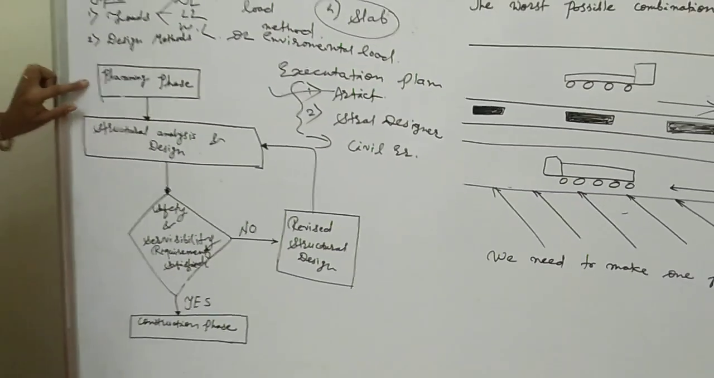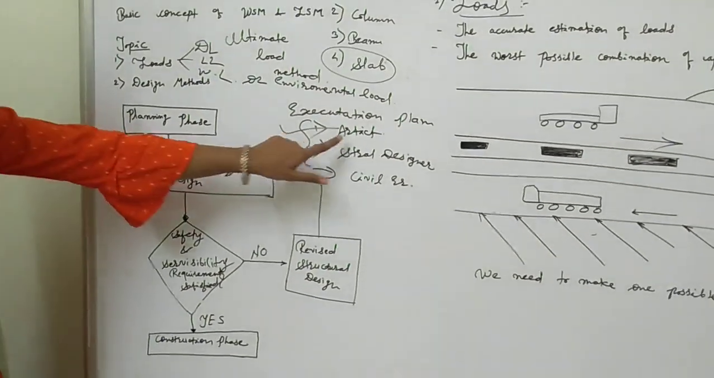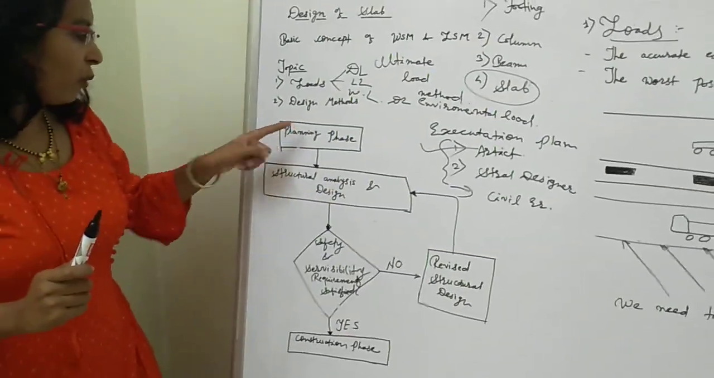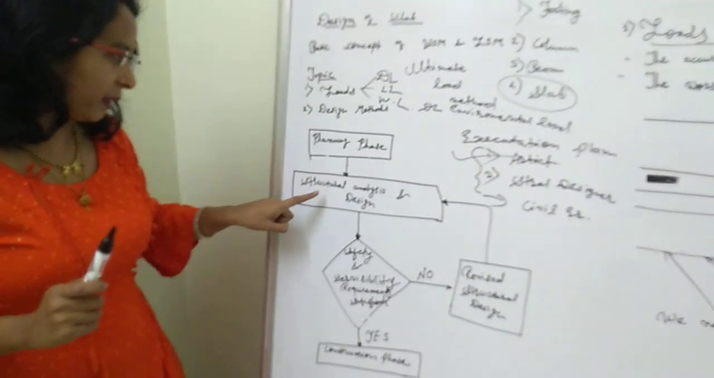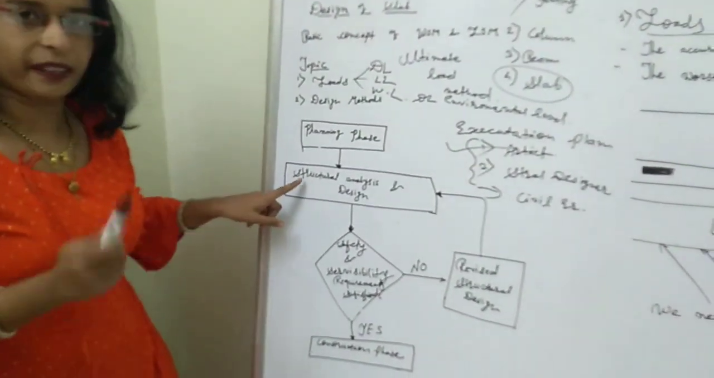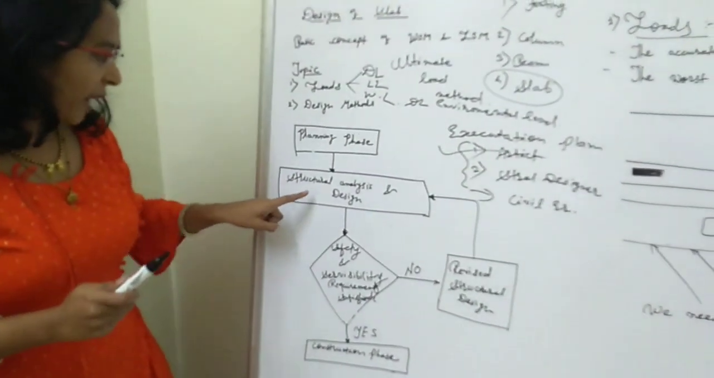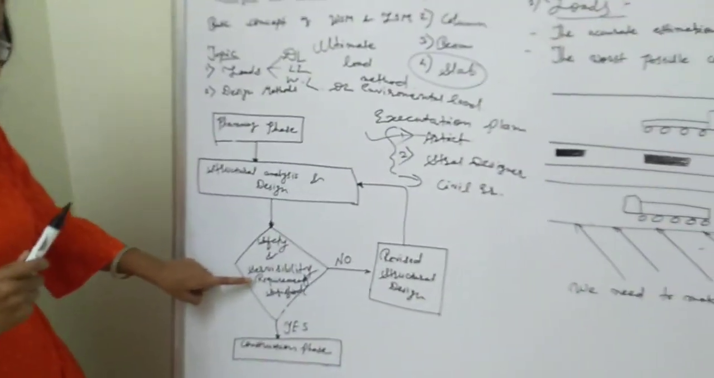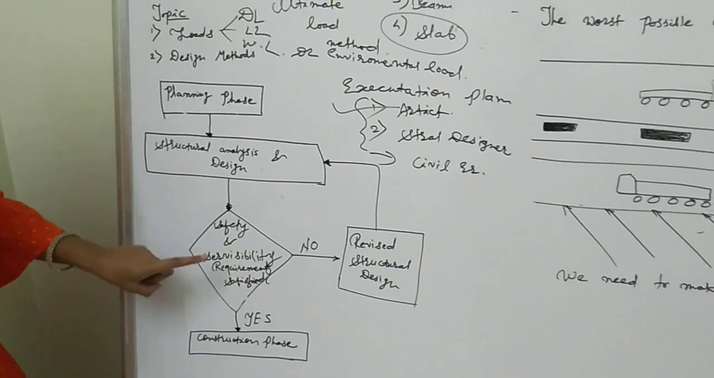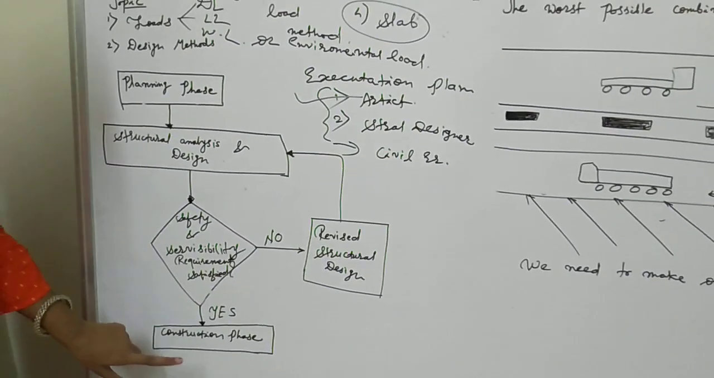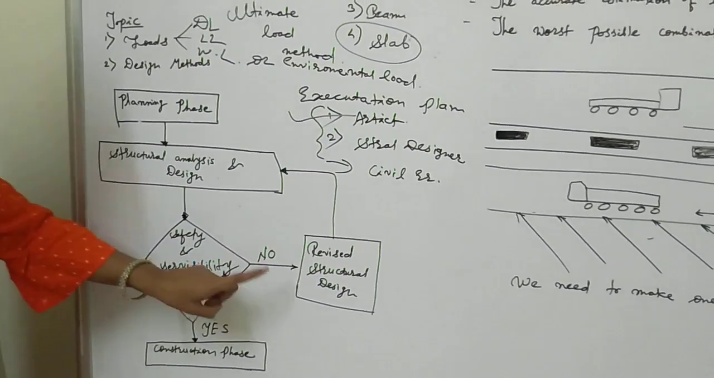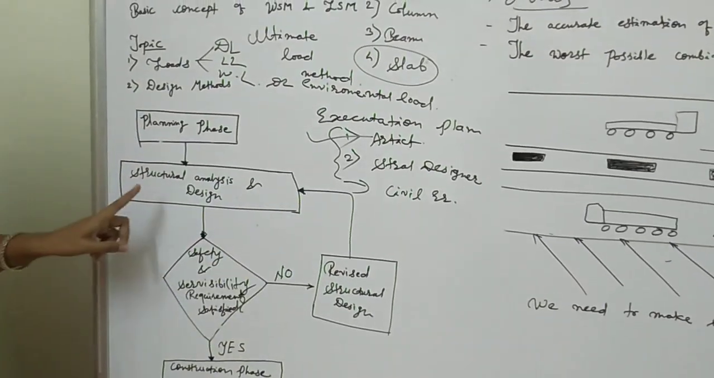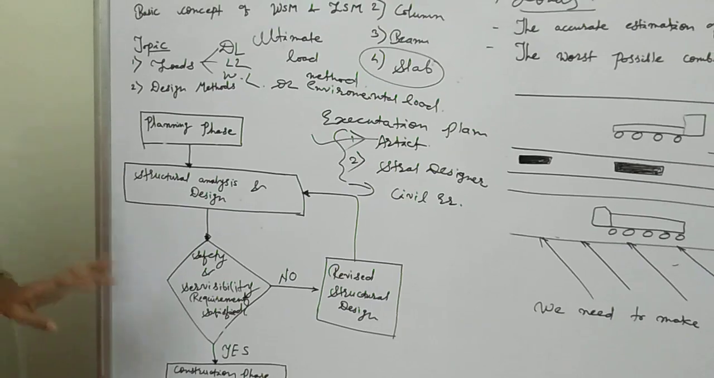The planning phase comes under the architect. The architect does his work and forwards the plan to the structural designer. Structural designer analyzes and designs that drawing, and after analysis and design, they check whether the safety and serviceability requirements are satisfied or not. If satisfied, then the construction phase goes forward, and if not satisfied, then the structural design is revised by the structural designer. I hope you can get it.